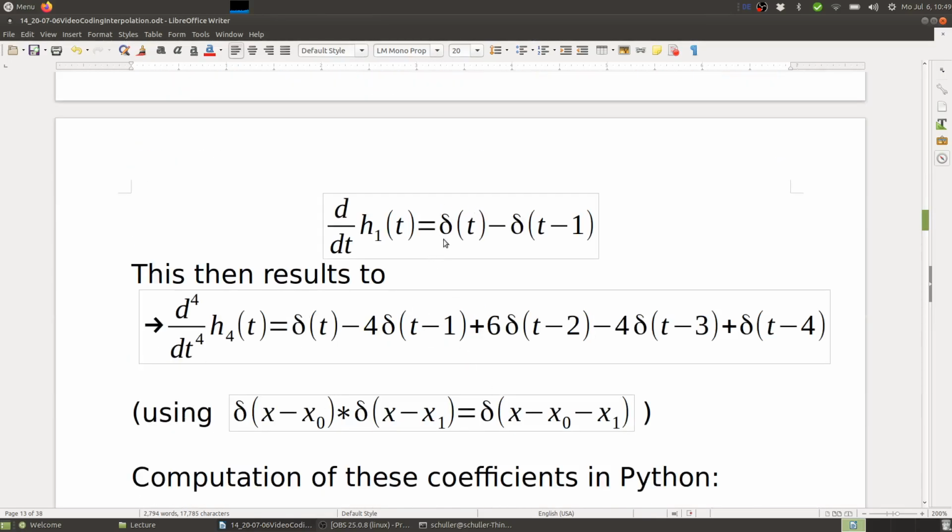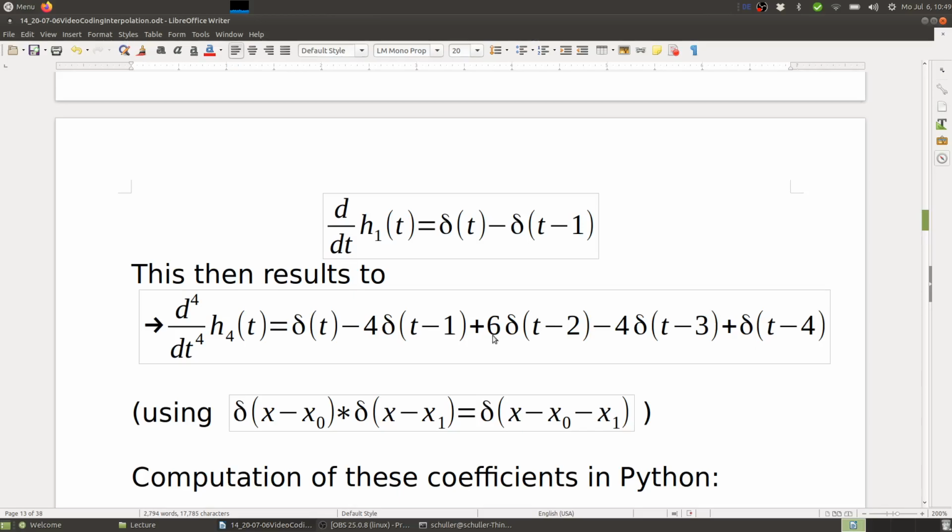Here in the beginning you have the positive Dirac, at the end of the box function you have this negative Dirac. This then results in what you can see here. I simply took this result and convolved it 4 times with itself, and this is then the result. You have those differently shifted Dirac functions.